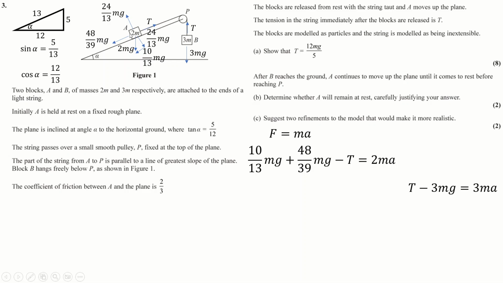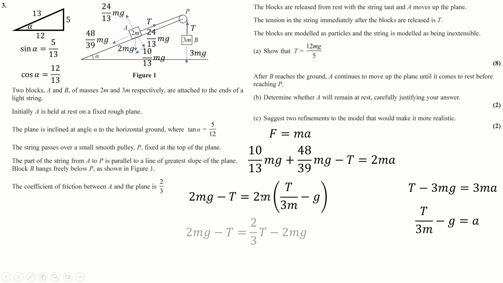It's always the same in these questions, isn't it? Because the string we're pretending isn't stretchy or anything like that. So they just move together, they correspond to each other in that sense. Anyway, we're trying to find T in terms of m and g. So let's rearrange this for a to get that, and then just shove it into here. And I think this actually is 30 over 39, 78 over 39. 2. Oh, nice, of course. That just becomes a 2.